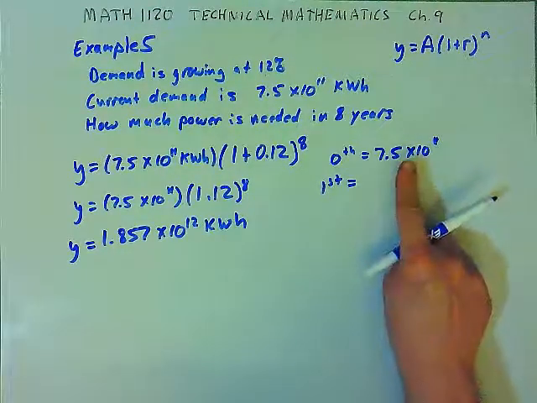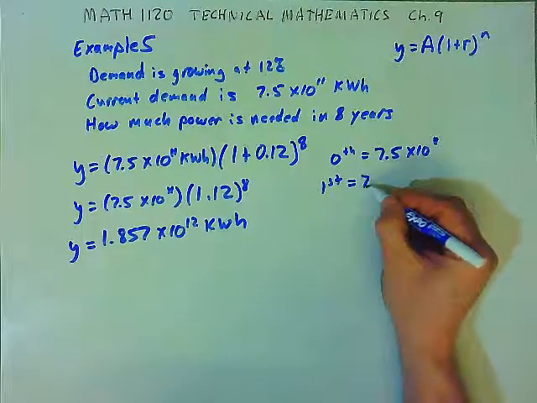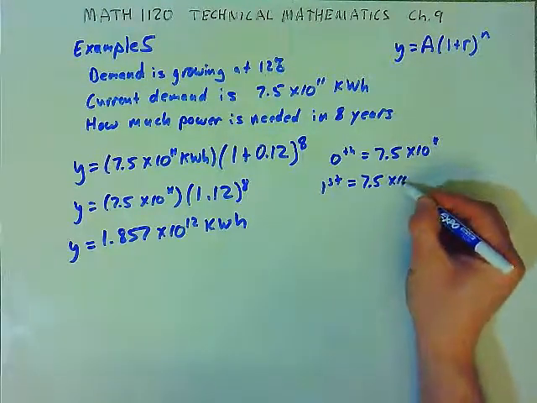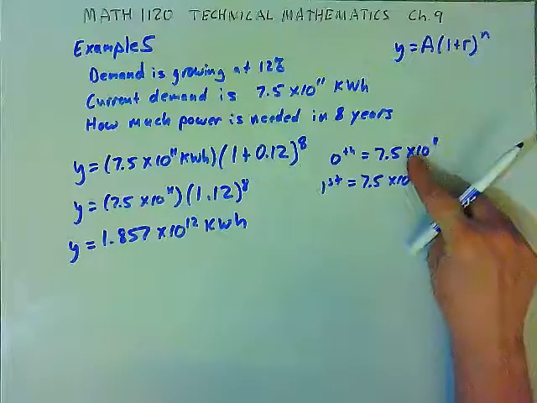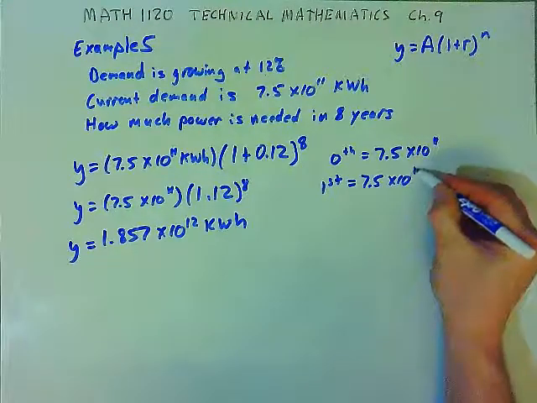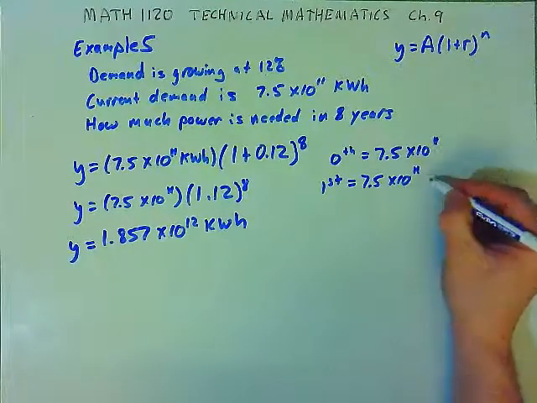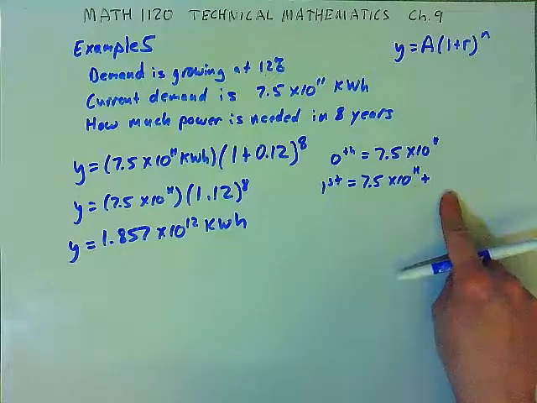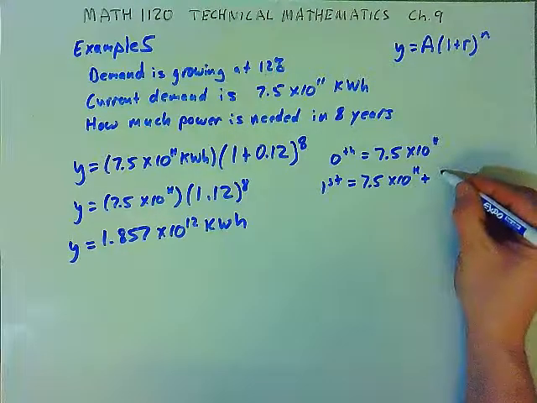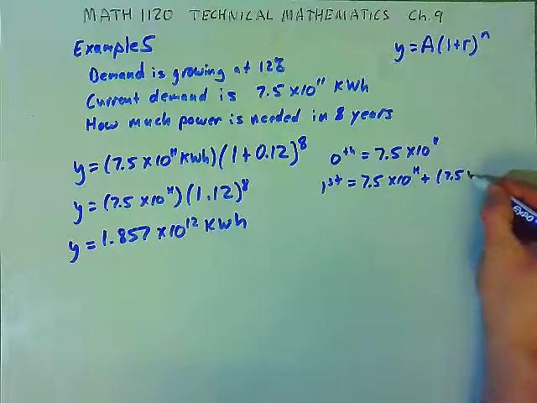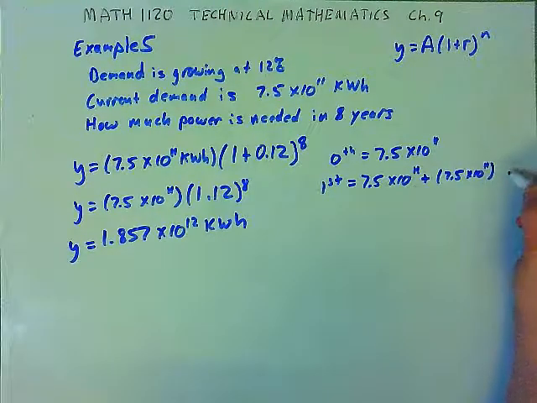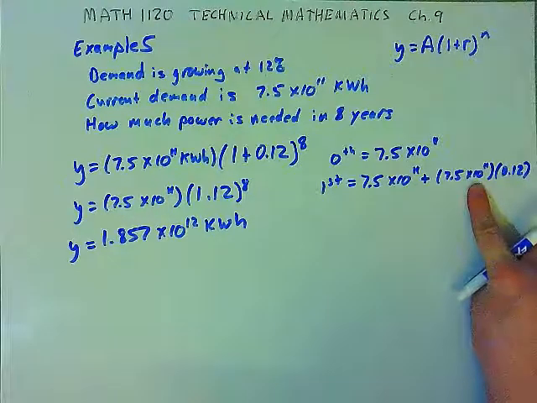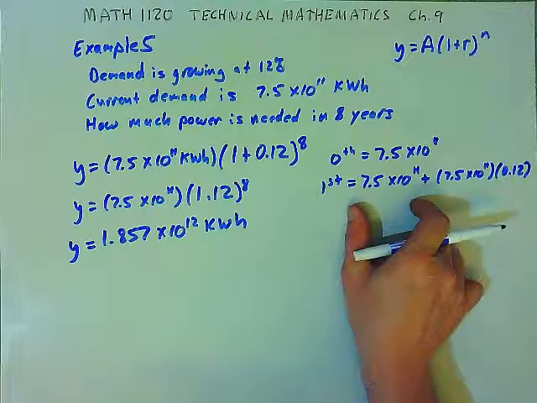And so in order to increase this, we need to take 7.5 times 10 to the 11th, that's what we're currently using, plus another 12%. So another 12% is going to be 7.5 times 10 to the 11th times 0.12. Right, that's 12% of our current usage. We're going to add that back into our current usage.